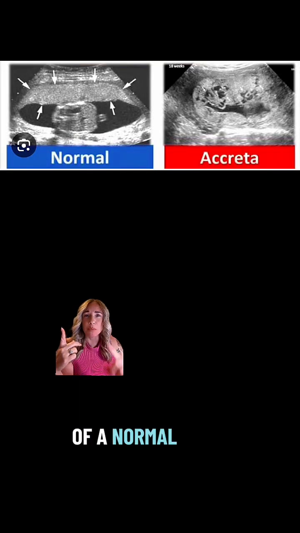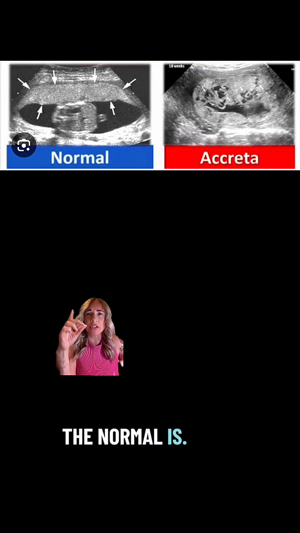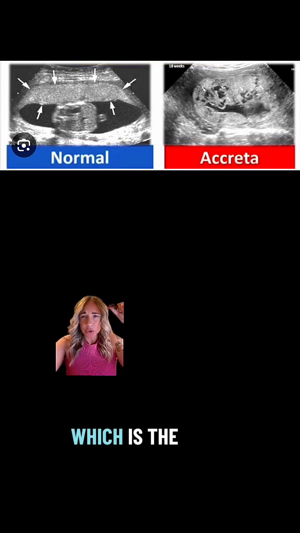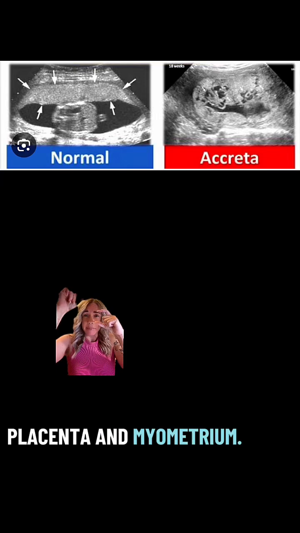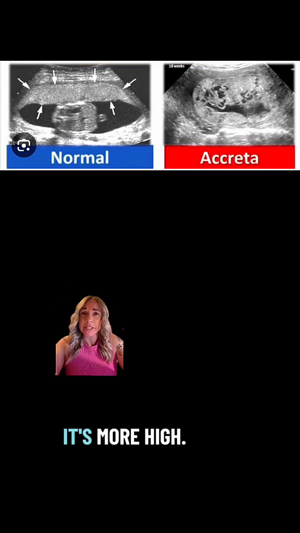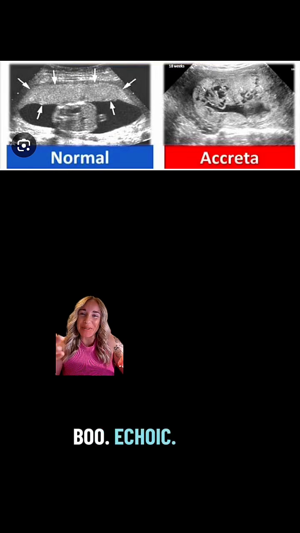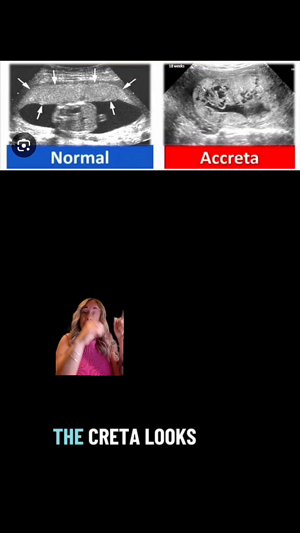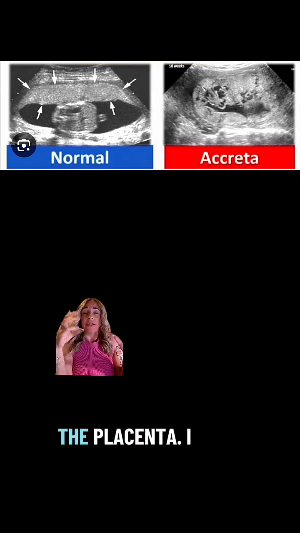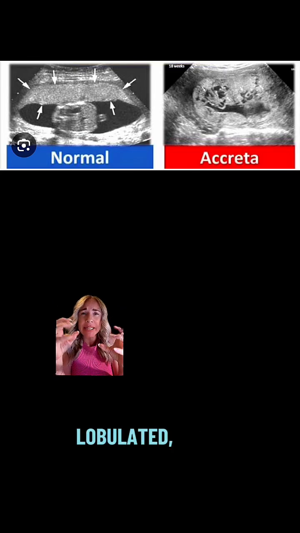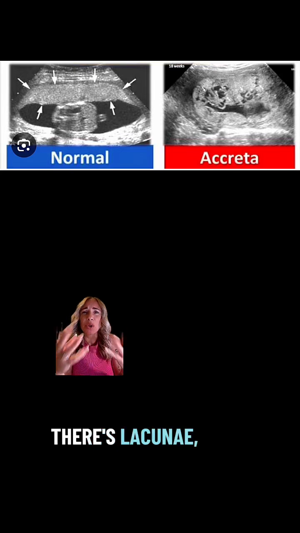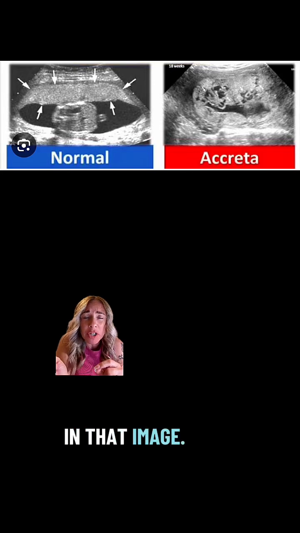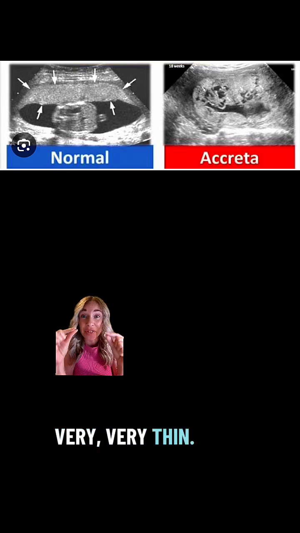Here's an image of a normal versus an accreta. In the normal, the arrows are pointing to that hypoechoic zone, which is the area in between placenta and myometrium. And that looks more hypoechoic, so you can actually see the subtleties in the echogenicities, right? The accreta looks totally different. In the accreta, the placenta is lobulated, it's more echogenic, there's lacunae, and I don't even see a hypoechoic zone in that image, but there is one. It's just very, very, very thin.